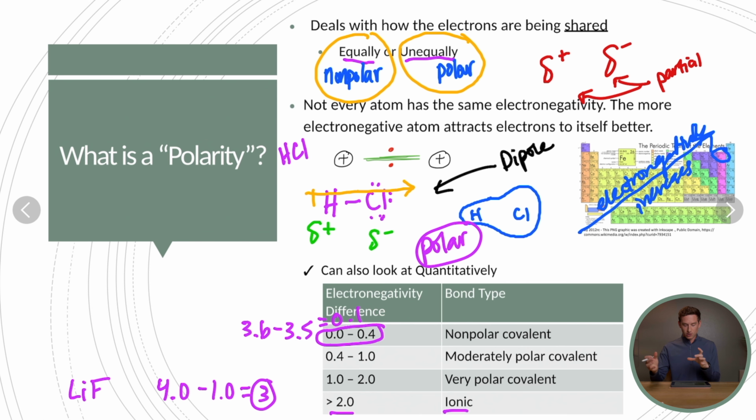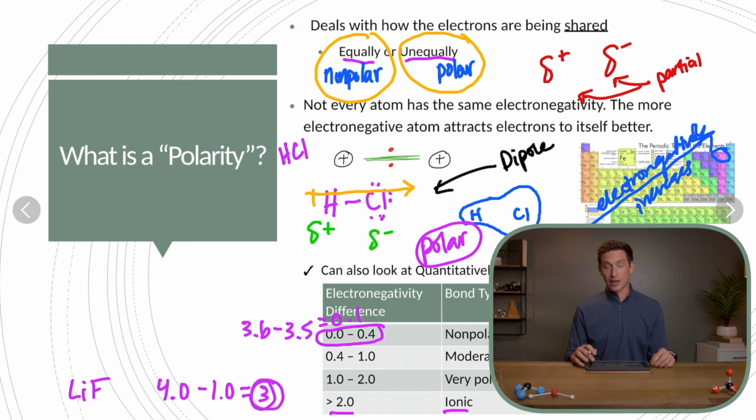That's actually why we see these. Are they sharing their electrons, or is there such a large electronegativity difference that they're now actually just transferring their electrons and forming ions? Again, here, these atoms are still sharing their electrons. We're just looking at how they're sharing those electrons.